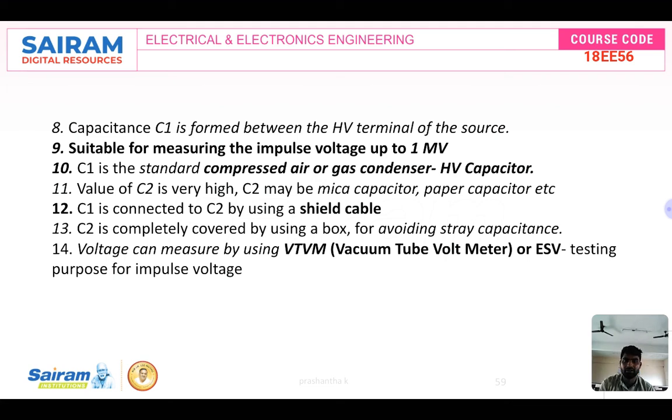You can say CC also, the coaxial cable, another shielded cable. C2 is completely covered by using wax for avoiding stray capacitance. Voltage can be measured by using a vacuum tube voltmeter or ESV, for testing impulse voltage.